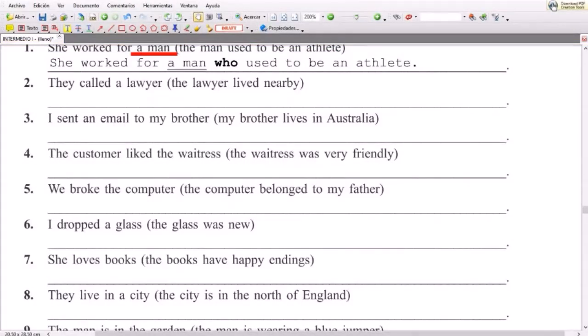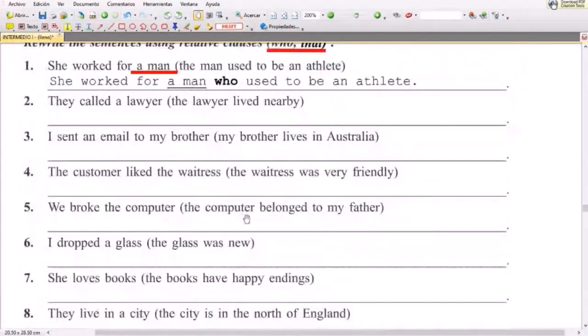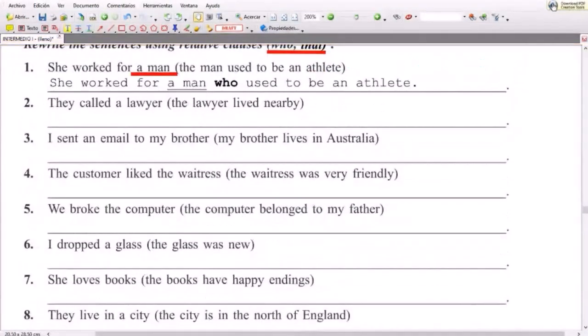That, or in that case, you can also use who. As another option, in this case, who makes more sense. So: the waitress who was very friendly.